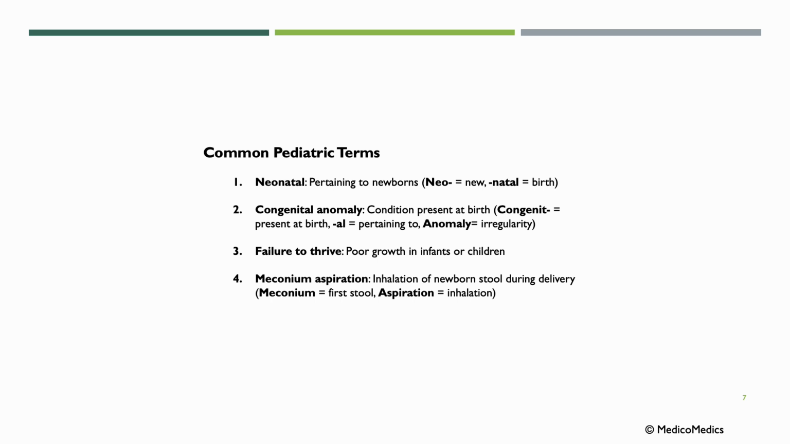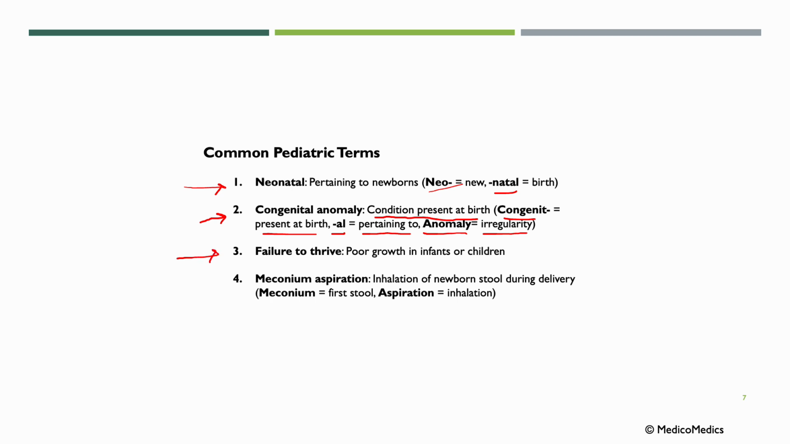Now, common pediatric terms. Neonatal, so pertaining to newborns. Neo means new, natal, birth. Congenital anomaly means a condition present at birth. So congenit comes from present at birth. Al here means pertaining to, and then anomaly, meaning an irregularity. So an irregularity present at birth. Congenital anomaly.